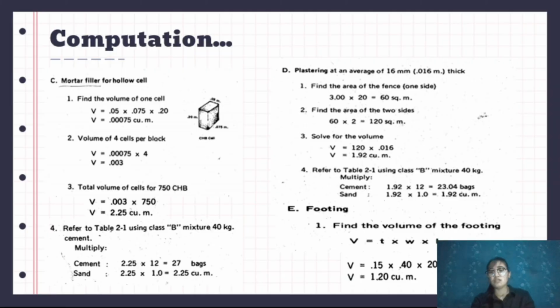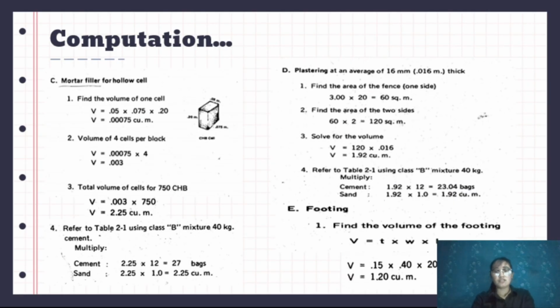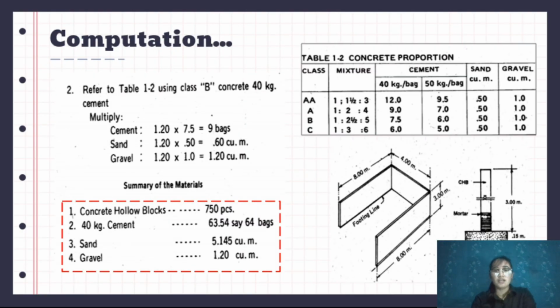And last is the footing. In solving the volume of the footing, just use the image. The thickness, which is the height, is 0.15 and the width is 0.40, and the total length is the total length of the fence, which is 20 meters. Then multiply the three, and we have 1.20 cubic meters as the volume of the footing.